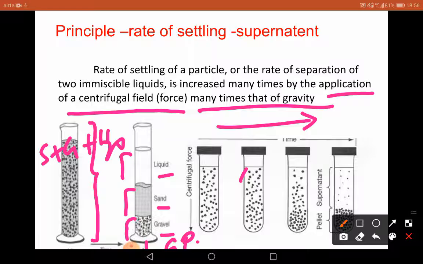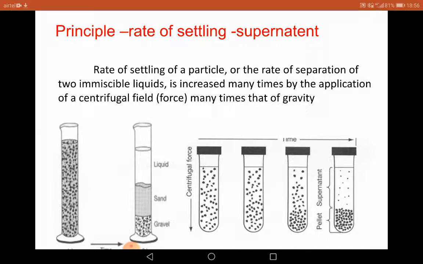So this is again an example with respect to the time of centrifugation. This is a mixture, and as the time increases, you can see here that the objects that have very low density are floating, and those that have high density are settled at the bottom. So there are different principles of centrifugation. The basic idea here is that we are using centrifugal force to separate different things or different compounds.